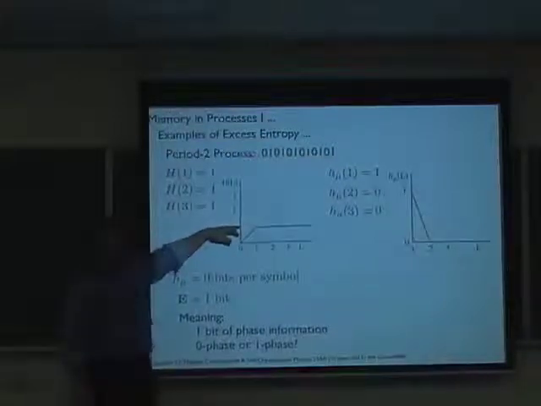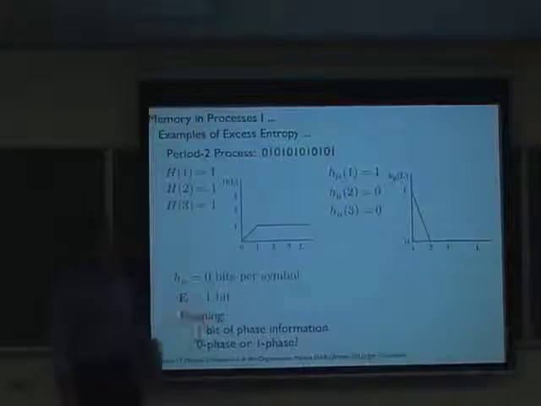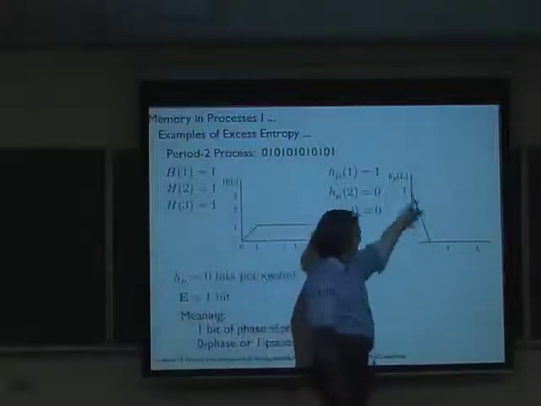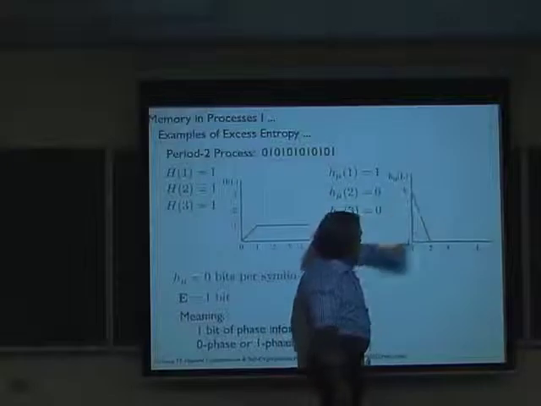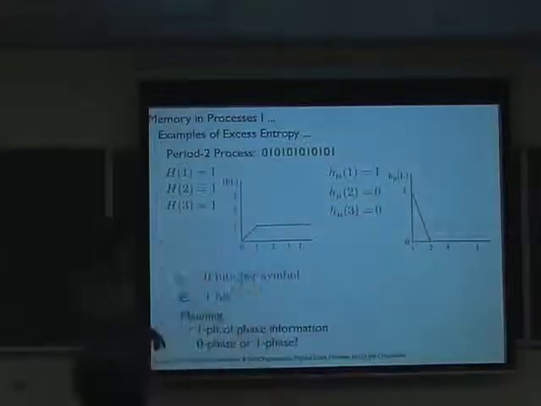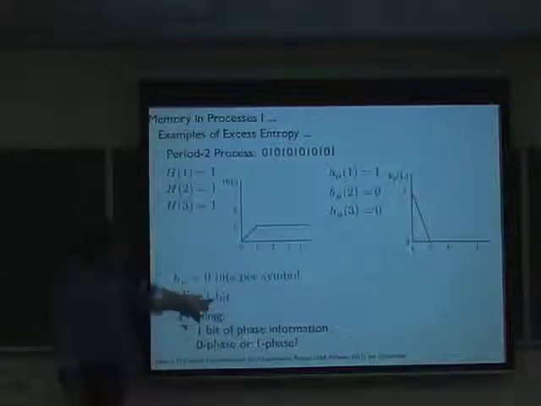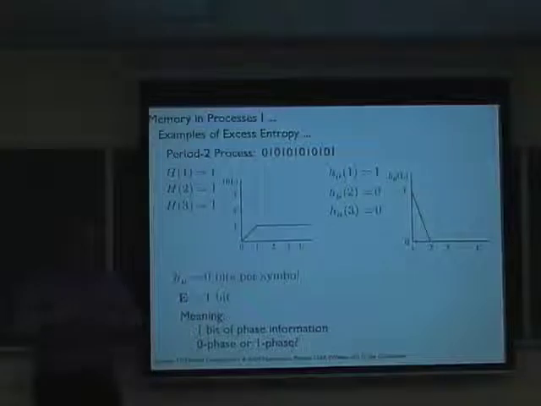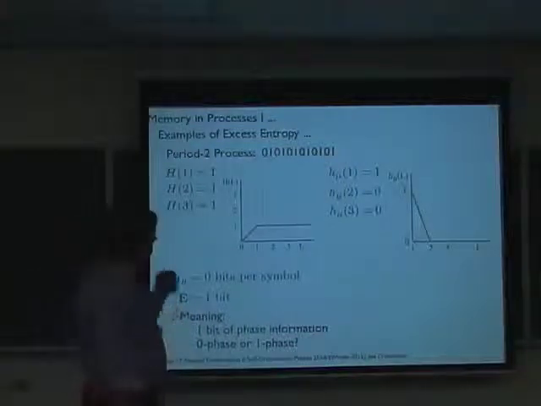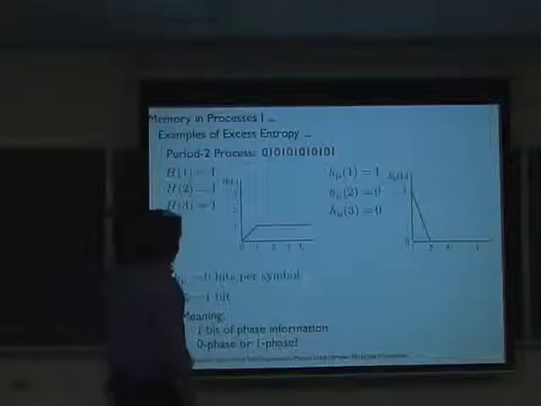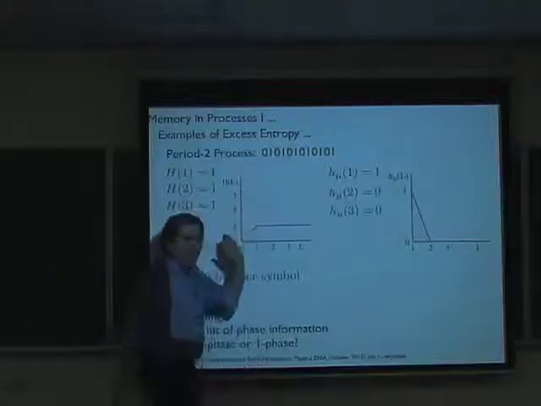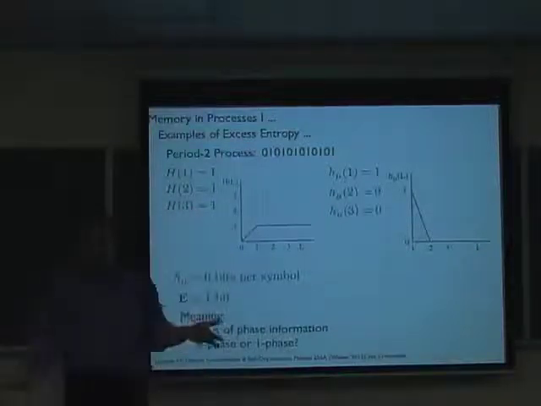That's 1 bit. So we have excess entropy of 1 bit, or you could think, okay, what's the area in here? Well, it's just 1 symbol by 1 bit. But what is this 1 bit here? It's simple. It's just the phase information of the process. Did I just see a 0, or did I just see a 1? And somehow the process is remembering that.